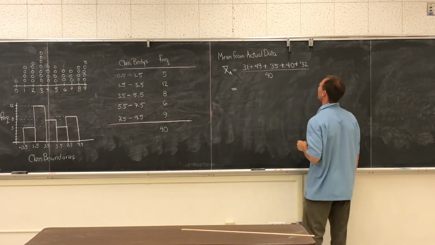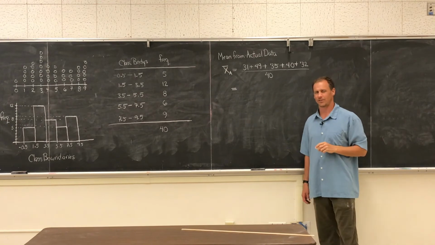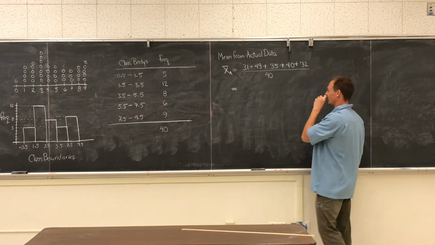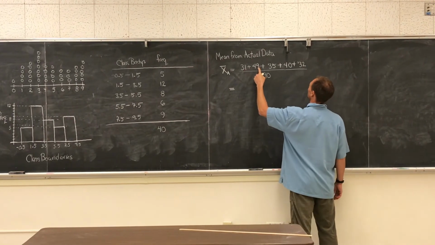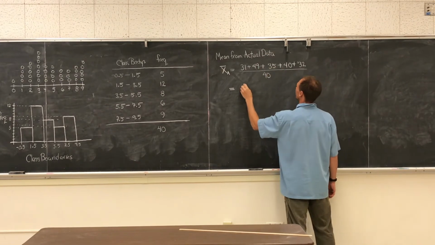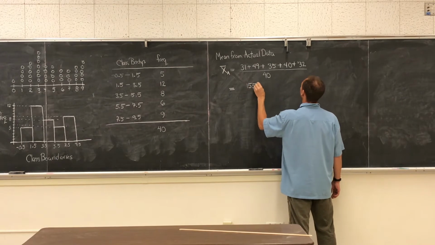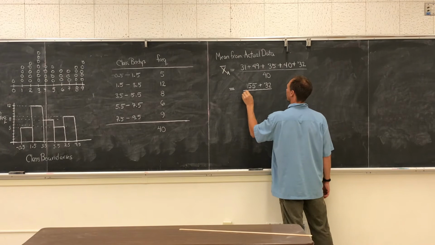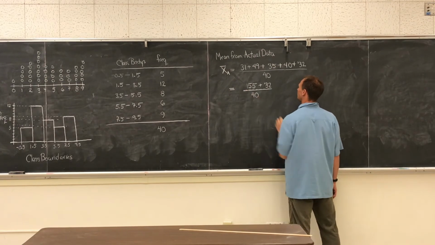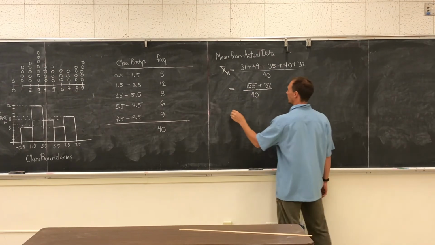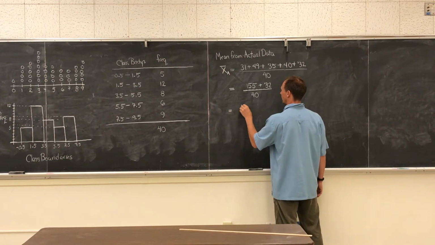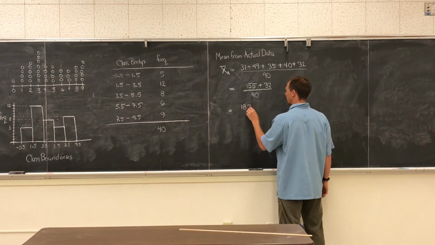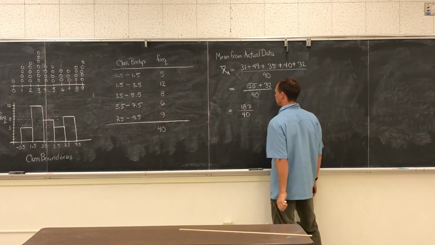Well, I'm going to combine these. It might take me a couple of steps. You might be faster than I am. That's good, though. There's 80. 80 plus a 75 is 155, plus 32 more. It's 187. So this is going to be 187 over 40.